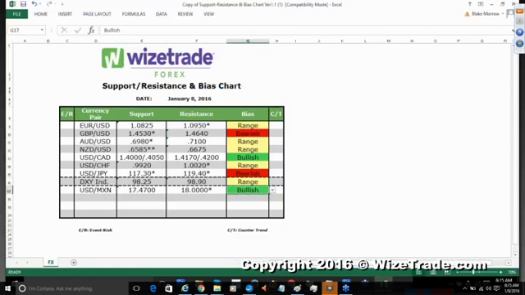Okay, your bias chart is done. It is finished. So we are 15 minutes away from non-farm payroll. Let me see if I can grab just a couple of questions. Let's see real quick.